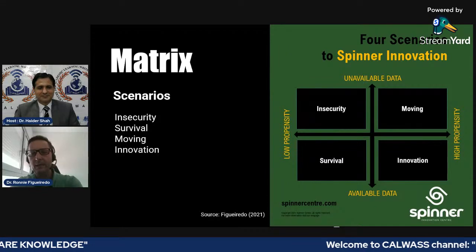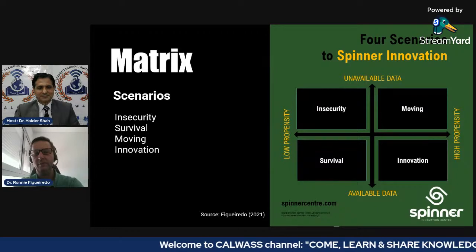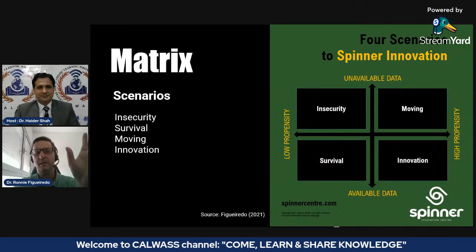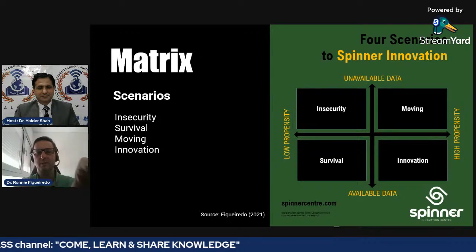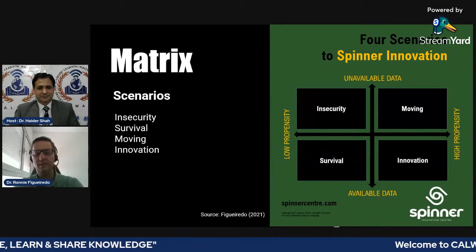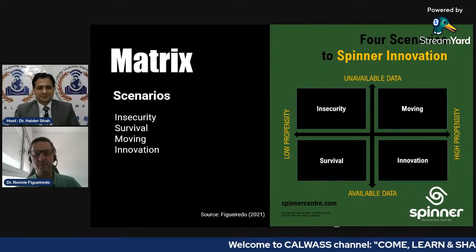Okay, regarding this matrix, in terms of the scenarios, we have two things. Imagine an organization. This organization has data or doesn't have data, so data is available or unavailable. And this organization has a low or high propensity to innovate.